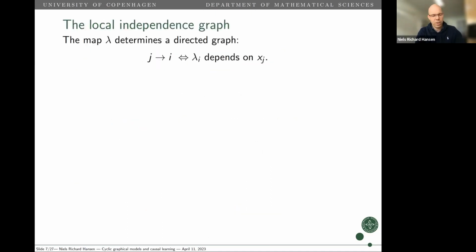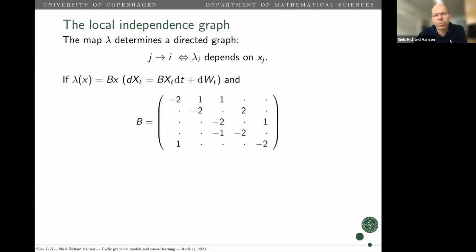So in terms of this lambda process, this lambda function here, we define a graph. We can just read off the graph directly. If the lambda_i function depends on the x_j coordinate, we draw an edge from j to i, and we call the corresponding graph the local independence graph.